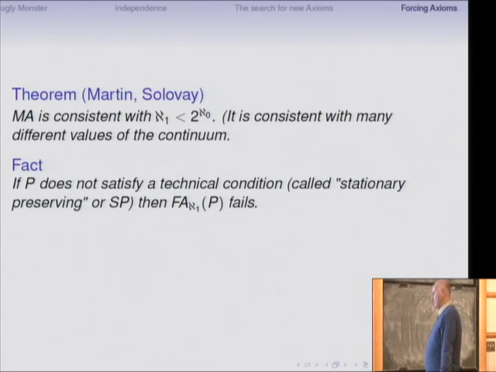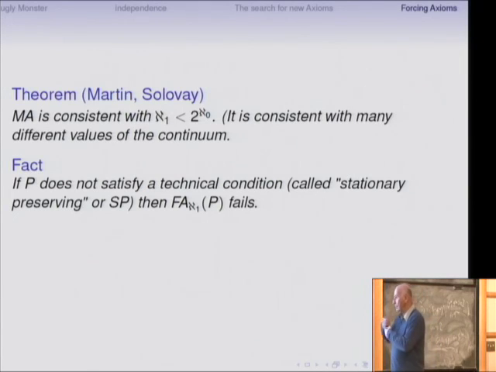Now, but is the CCC the only obstacle to a forcing mechanism you can have? It turns out that it's not. There is a technical thing, which I don't have the time to go into, which is called stationary preserving. If P does not satisfy this technical condition, then it automatically must fail. Then you can have aleph one many dense sets that you cannot meet.